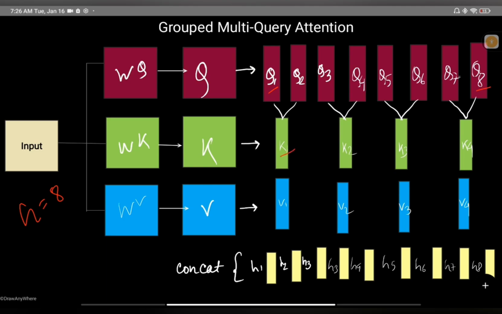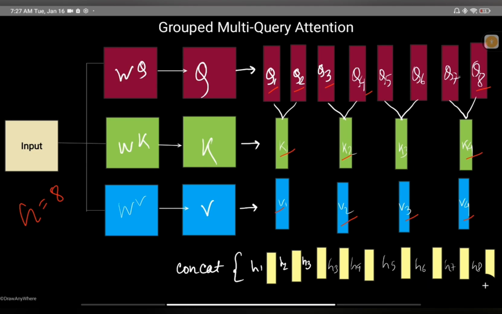Starting from K1 to K4, we group the query heads onto each of these K matrices. So K1 is grouped with Q1 and Q2, K2 is grouped with Q3 and Q4, and similarly the other query matrices are grouped to different K matrices. Then we multiply with V1, V2, V3 and V4, and in the end we get 8 different heads, which we concatenate to get the grouped multi-query attention. So this is the basic concept of grouped multi-query attention.